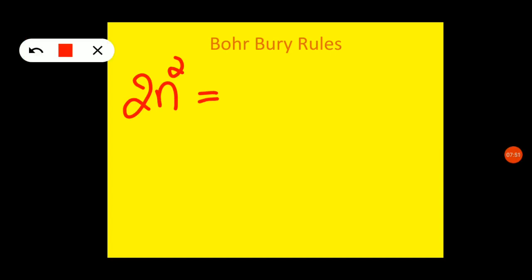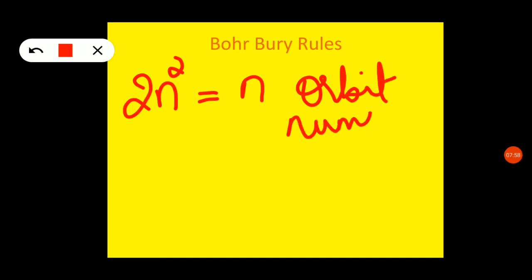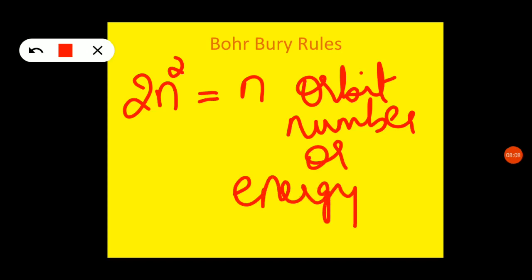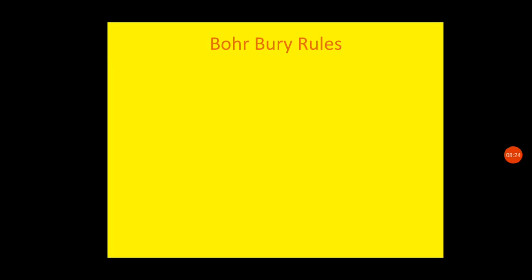Here n means the orbit number, or you can say energy level. So we will find how many electrons can be filled in the K shell, L shell, M shell and N shell. First, the K shell.